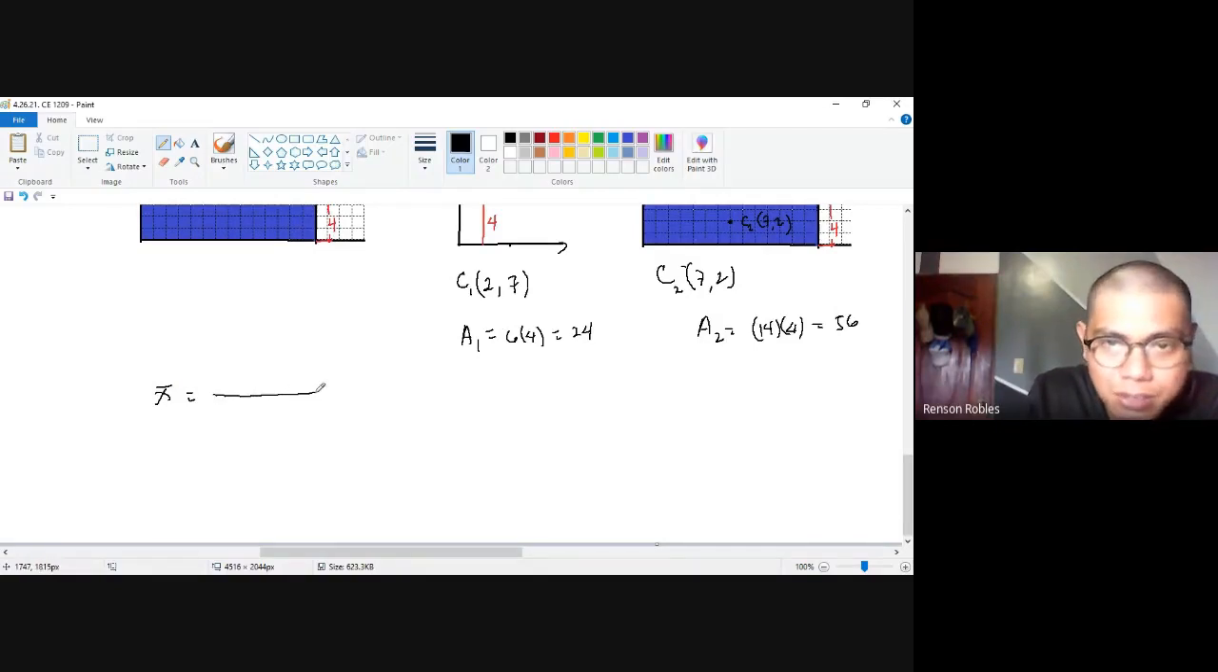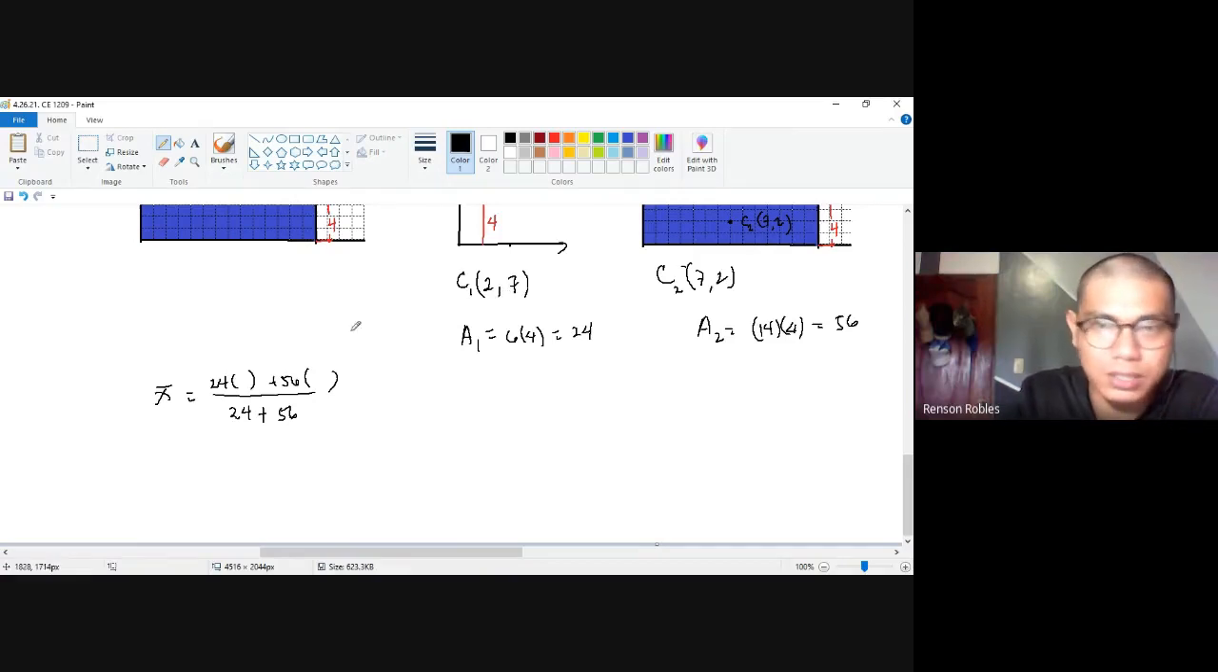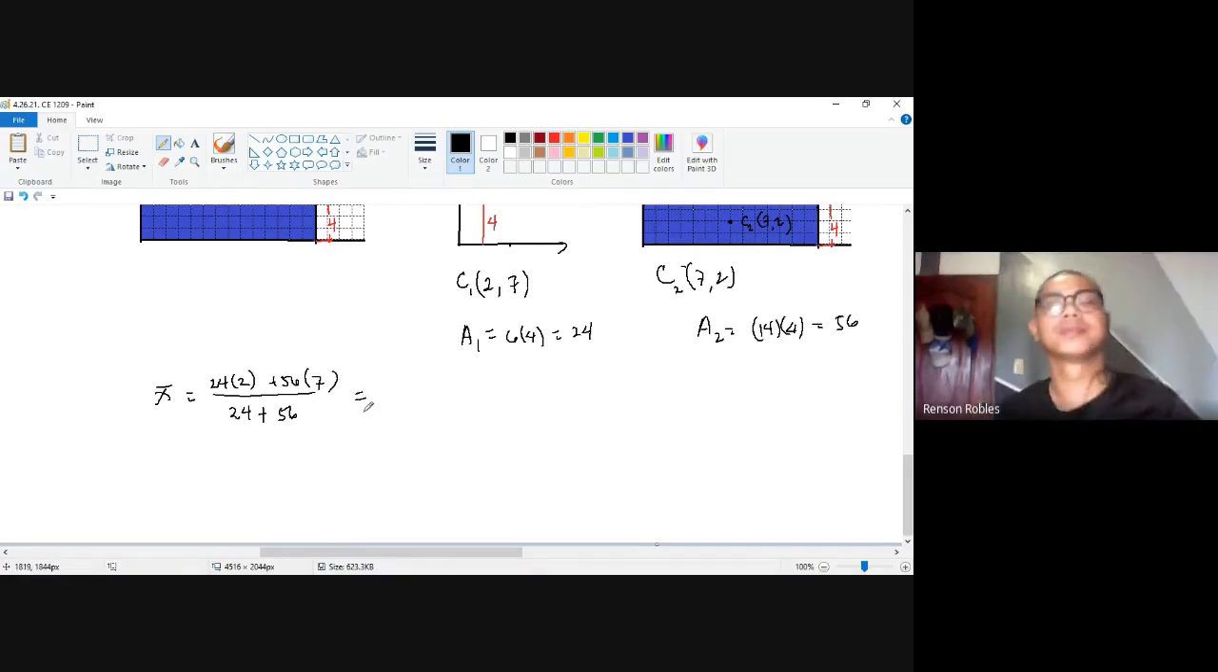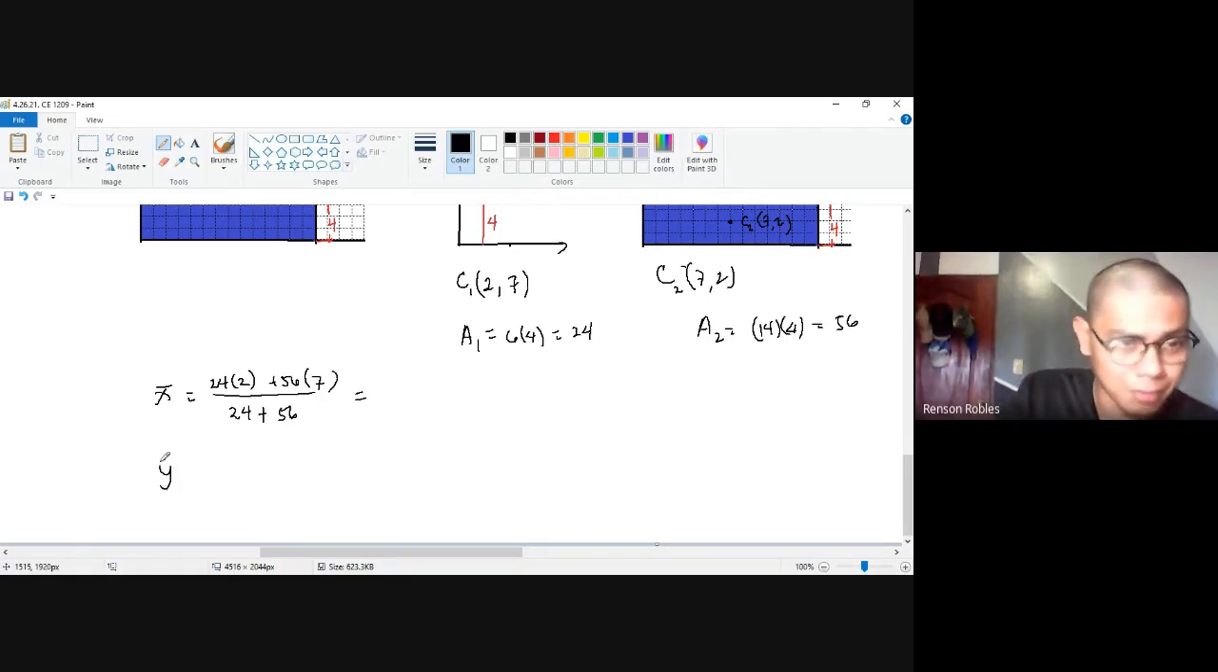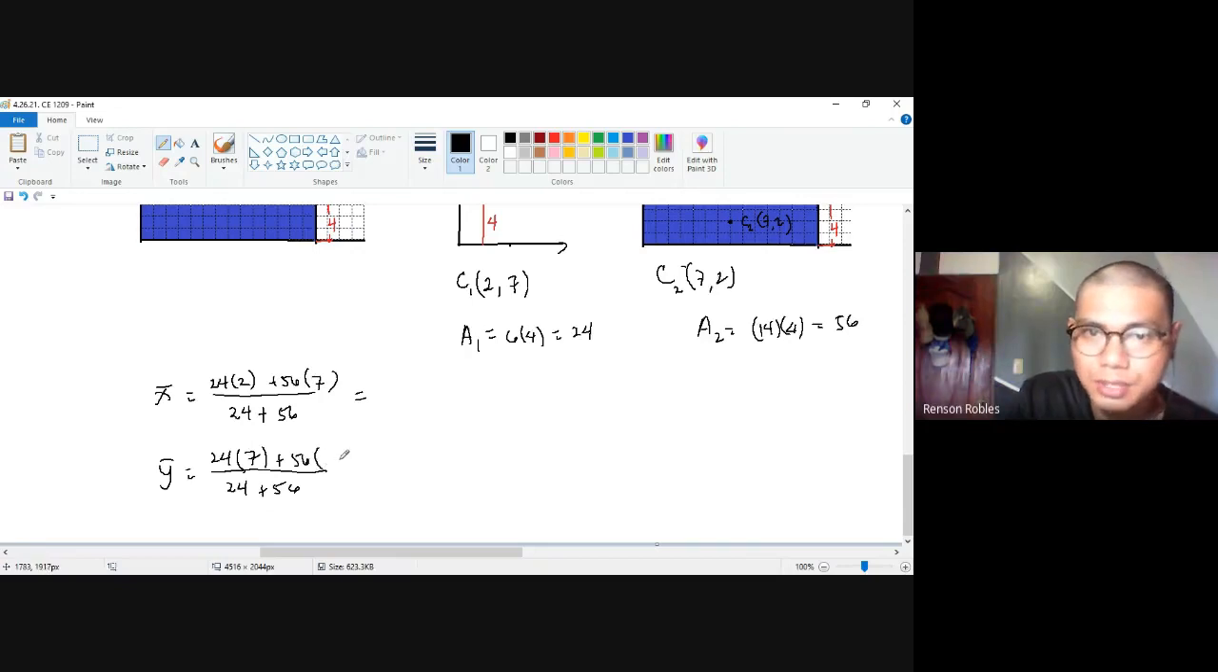So, you draw the vinculum. On the denominator, you write 24 plus 56, 24 times plus 56 times. You get the x components. 2, 7. Come on. Bar y, you do the same. 24 plus 56, 24. You get the y component. 7 plus 56 times 2.